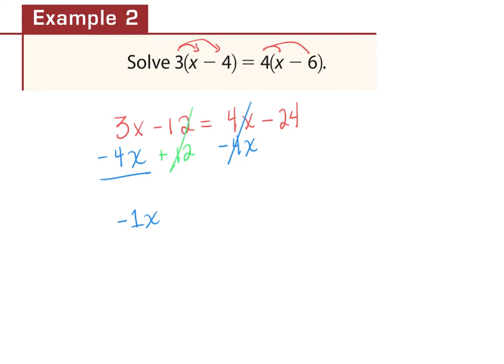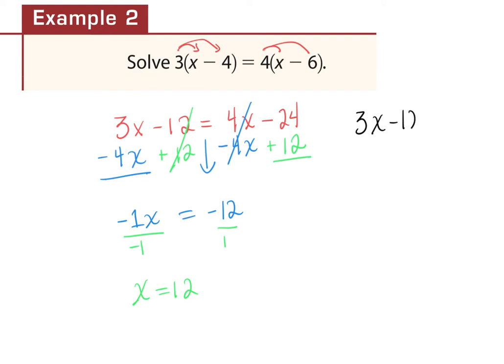Negative 12, positive 12 zeros. So I'm going to do this. Make sure you bring down your equal. Negative 24 and positive 12 is negative 12. If you do that, you are not done. You have to have x all by itself. What do you have in front of your x? A negative 1. So here you're going to have to divide by negative 1 to get your answer x equals 12.